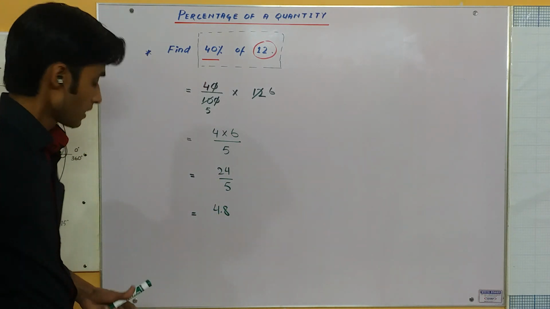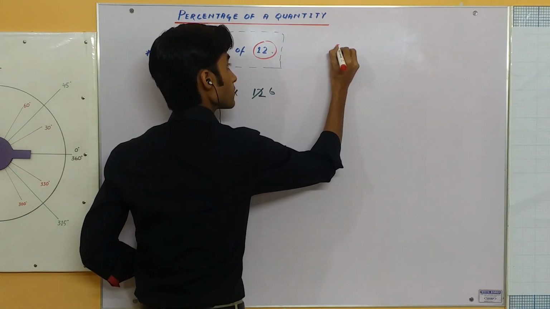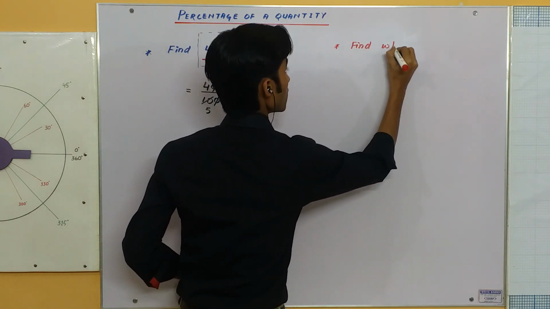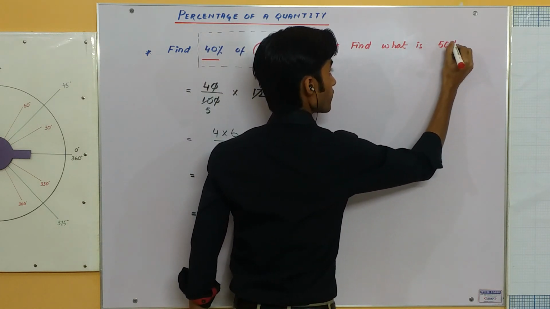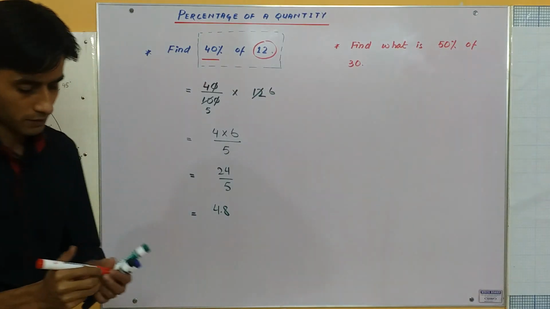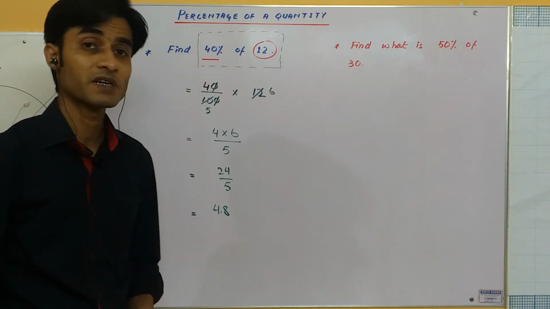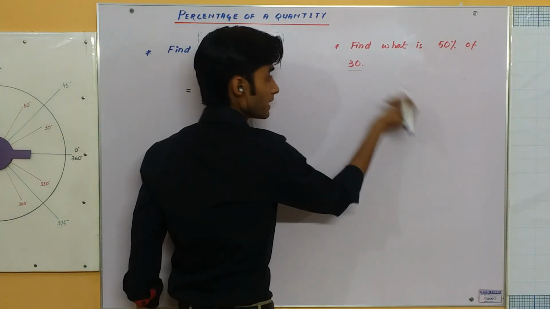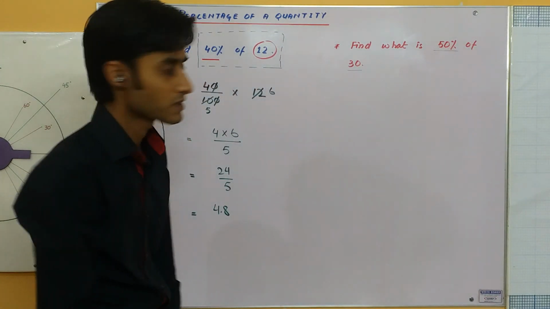One more question, the one which does not involve decimals. Let's suppose, find what is 50% of 30, for instance. Now I want you to find out what is 50% of 30. In this case, what are the two things given to me? 30, this is a quantity. 50%, this is a percentage.